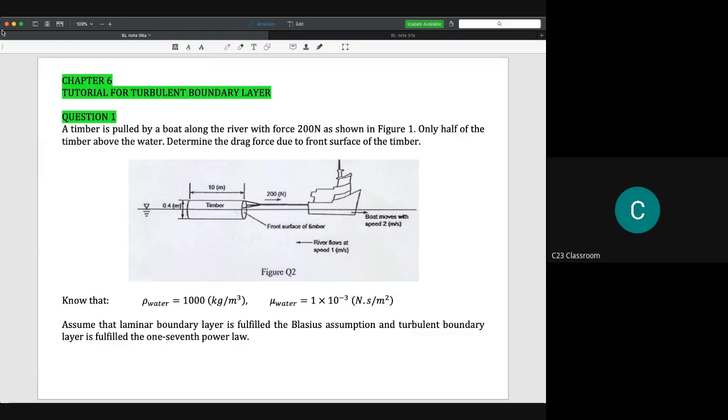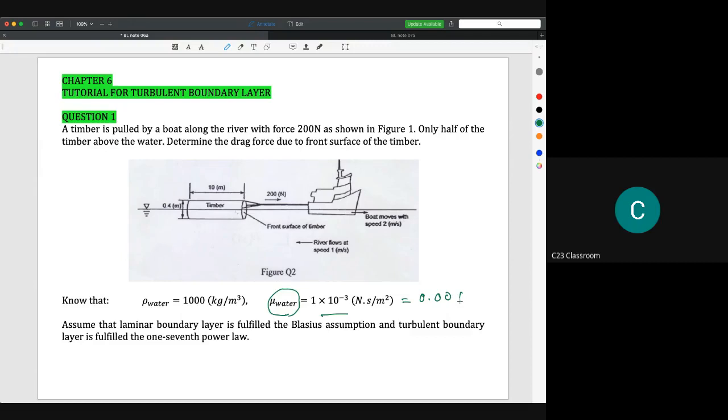Now we continue our discussion about boundary layer. So we see another tutorial. We have question 1 here. A timber is pulled by a boat along the river with a force of 200 Newton as shown in figure 1. On the half of the timber above the water, determine the drag force due to the front surface of the timber. From this question, the density of water is 1000 kilogram per meter cube, and the dynamic viscosity of water is 1 times 10 to the power of minus 3, or you can assume it is 0.001.